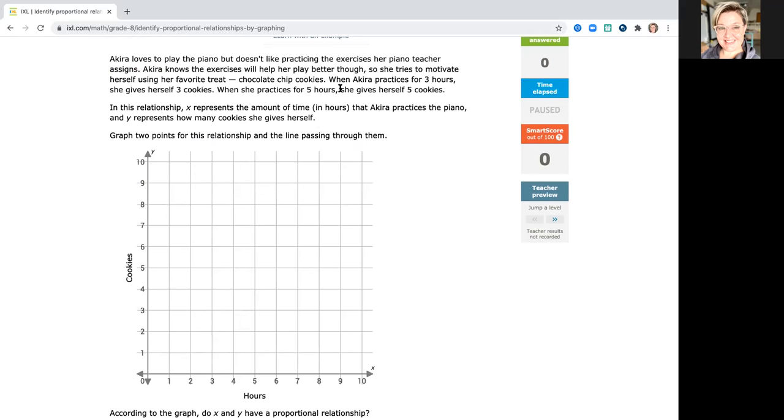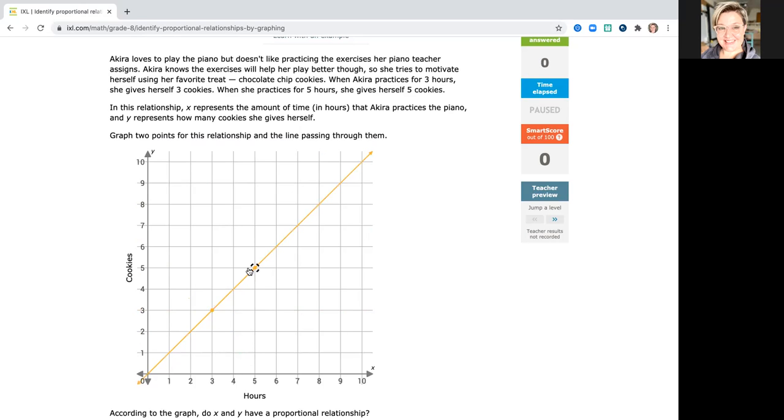Let's go back to what she says. When Akira practices for 3 hours, she gives herself 3 cookies. So we're going to go on our x-axis and go to 3 hours and go up according to our y-axis to 3 cookies. That's our first point. See, it's already starting to let us figure out the lines. This is much easier than drawing by hand. Then we're going to plot the next point. When she practices 5 hours, she gives herself 5 cookies. We're going to go to 5 hours and go on up to 5 cookies. We can see that this line is a straight line through 0 on up, and the relationship is directly proportional.